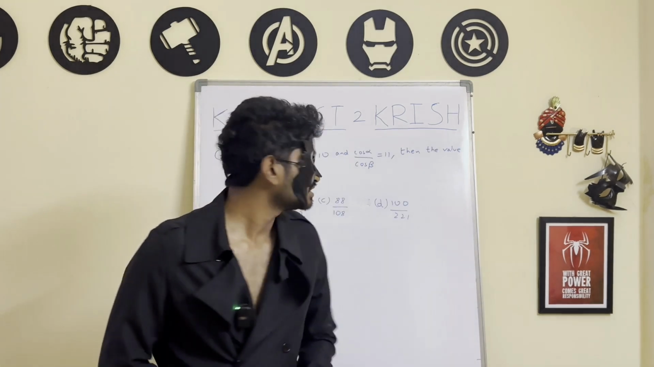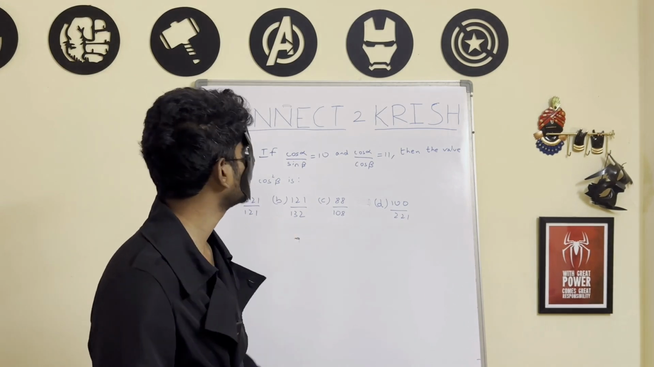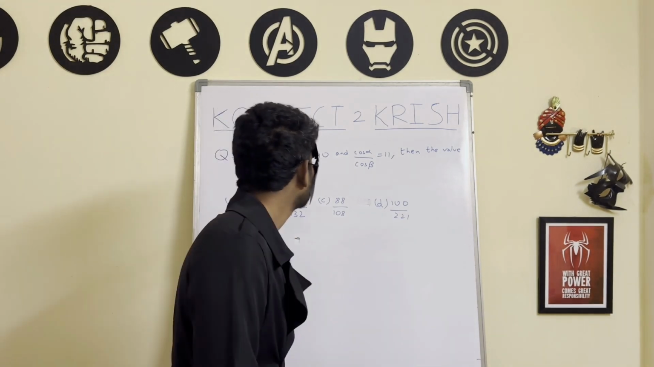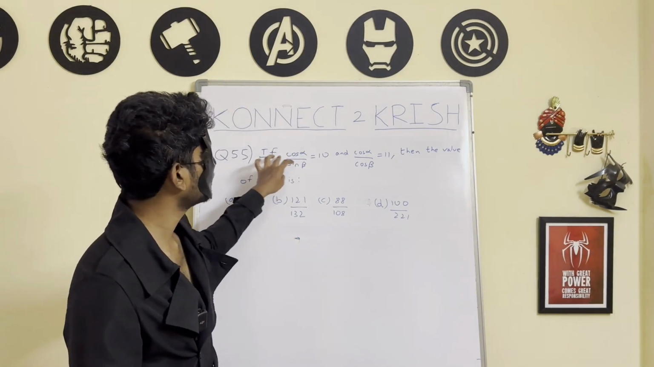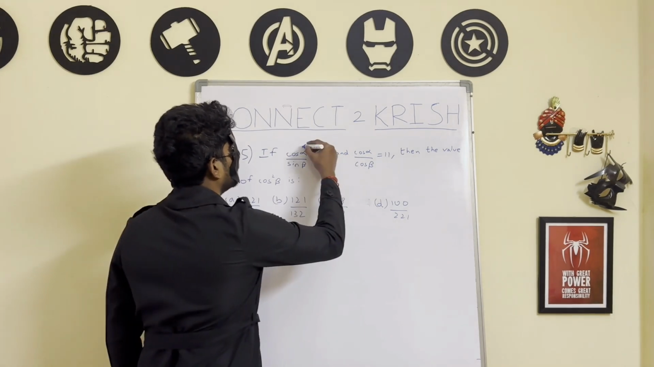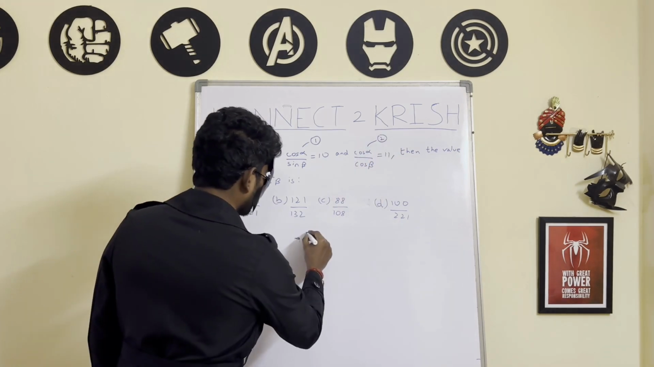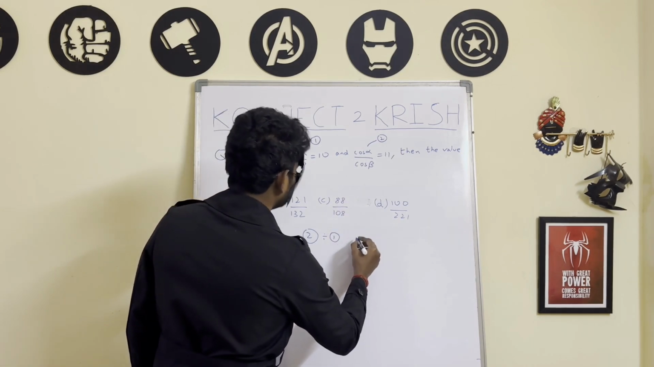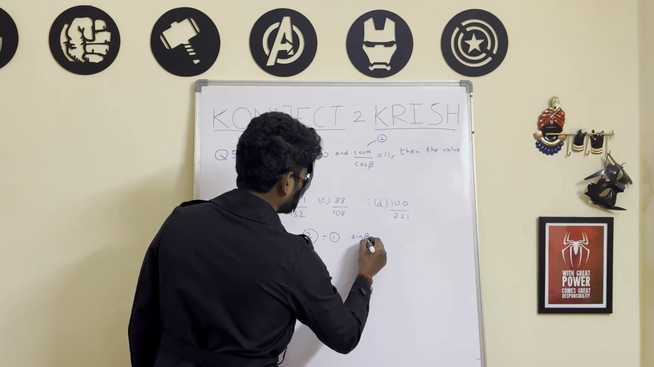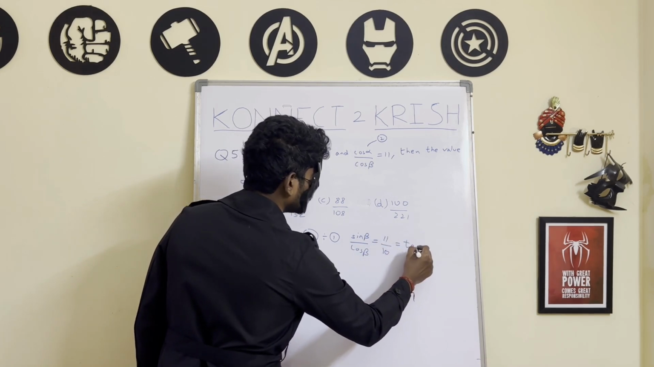So superhumans, next question is if cos alpha by sin beta is equal to 10 and cos alpha by cos beta is equal to 11, then the value of cos square beta is. It asks us the value of cos square beta, so we will try to eliminate cos alpha from these two equations. Let me consider this as equation 1 and this as equation 2. I will be dividing 2 by 1, then I will get sin beta by cos beta is nothing but 11 by 10, which is equal to tan beta.